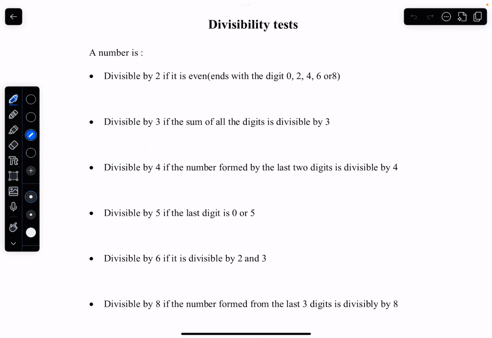So how do we tell if a number is divisible by 2? If the number is an even number, it means the ones digit ends with the digit 0, 2, 4, 6, 8. For example, 48 is divisible by 2, because the last digit is 8. If it is an even number, it can be divisible by 2. For example, 6, 16, 24.